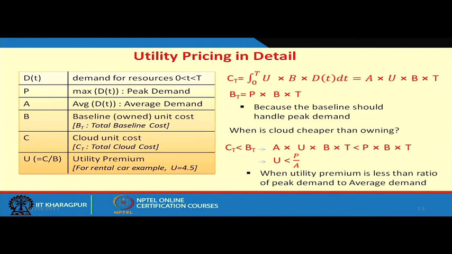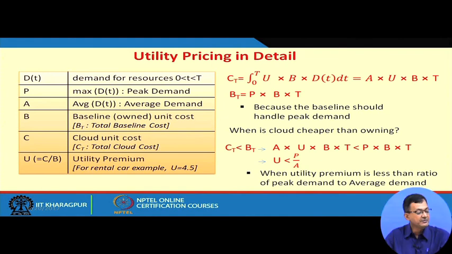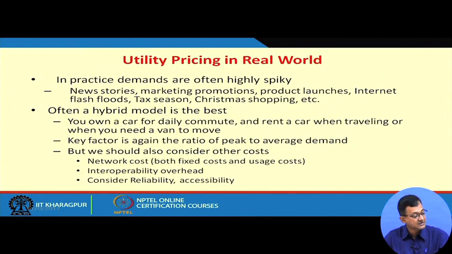Or in a very simplified form, the cloud is cheaper when P by A, the peak demand divided by the average demand, is greater than the utility premium. So, when the utility premium is less than the ratio of peak demand to average demand, then your cloud may be cheaper than owning the infrastructure or owning the services.